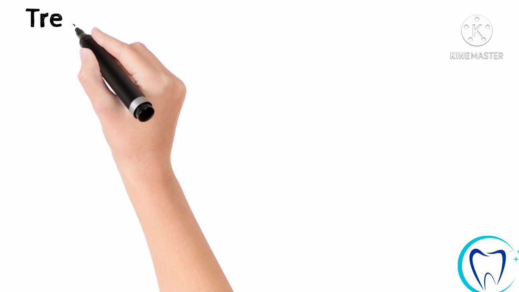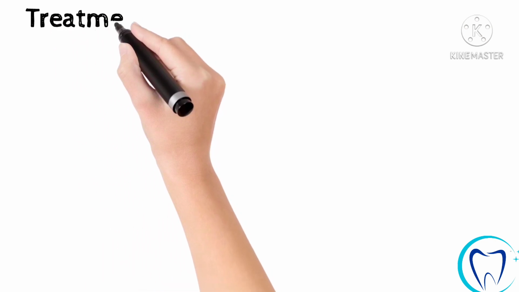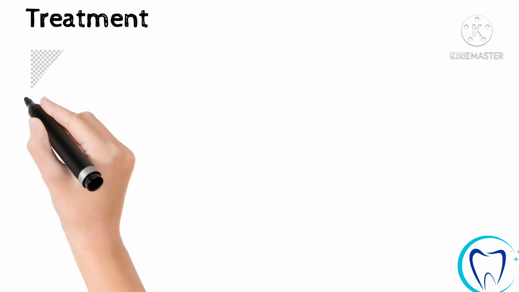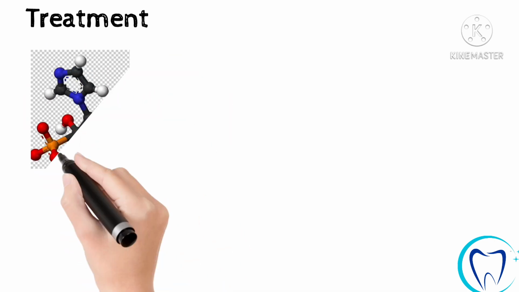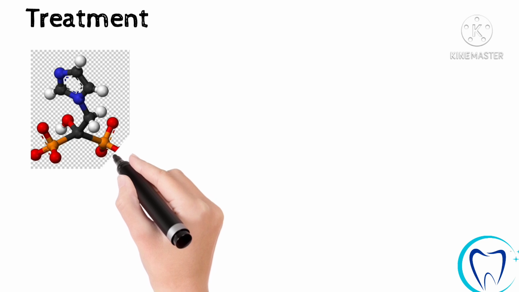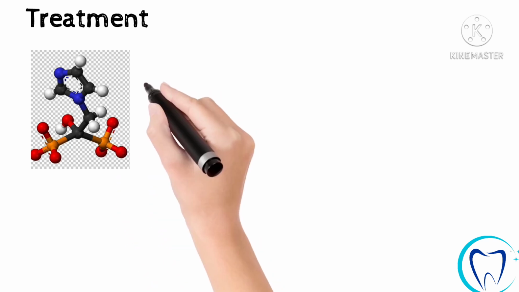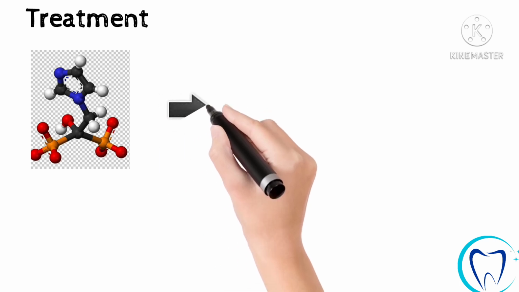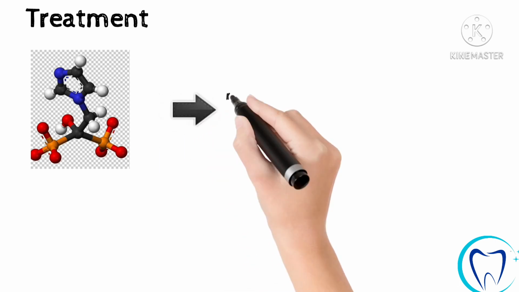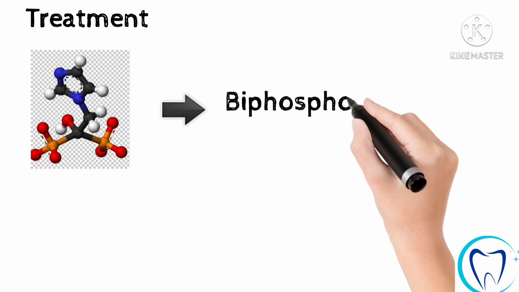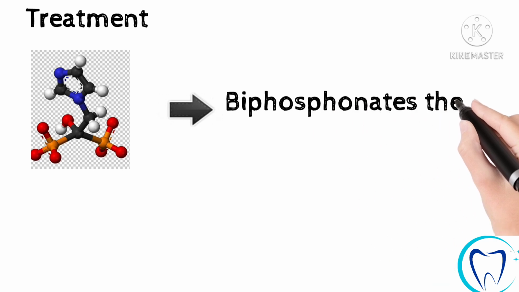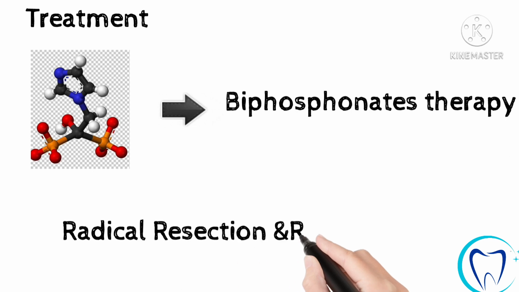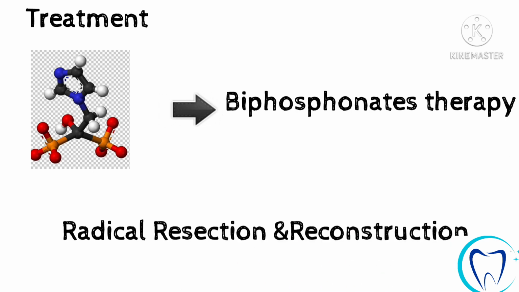The treatment of fibrous dysplasia: it is a self-limiting disease, and bisphosphonate therapy can be prescribed so that it inhibits the osteoclastic activity of bone resorption. And if there are larger lesions, for cosmetic or functional reasons, surgical resection and reconstruction will be done.